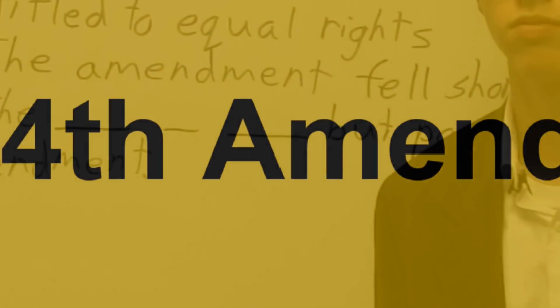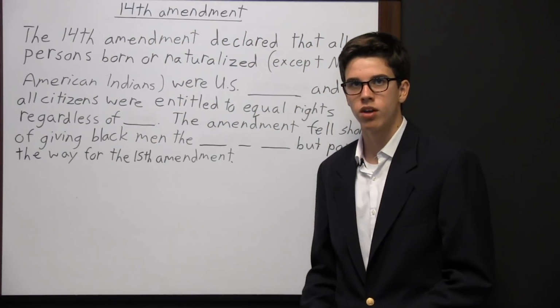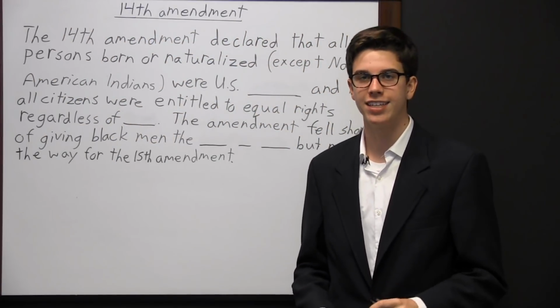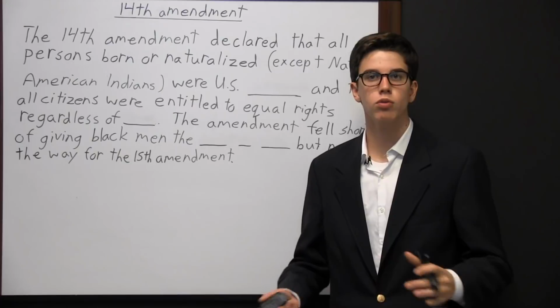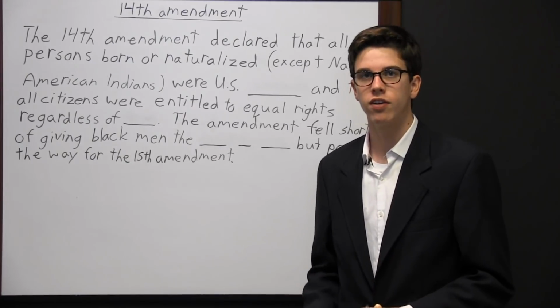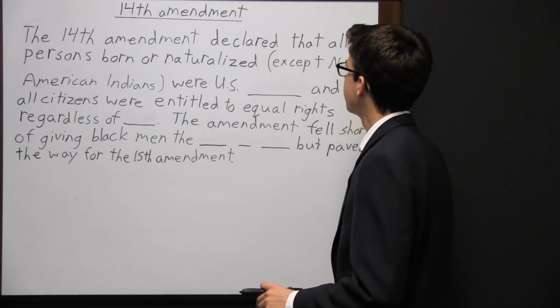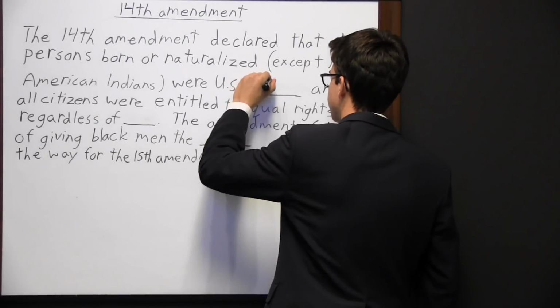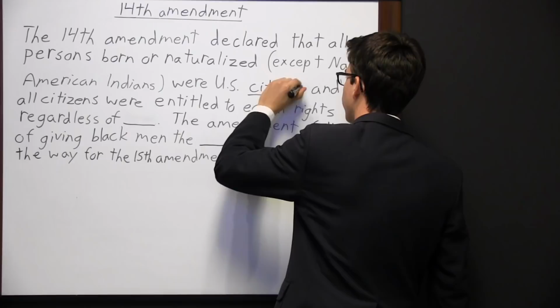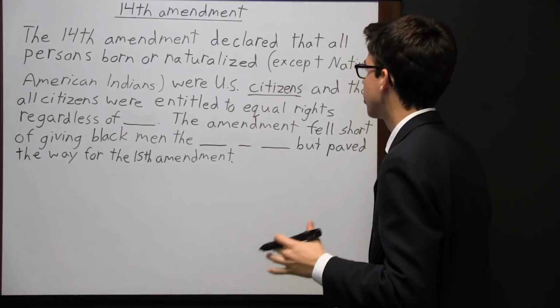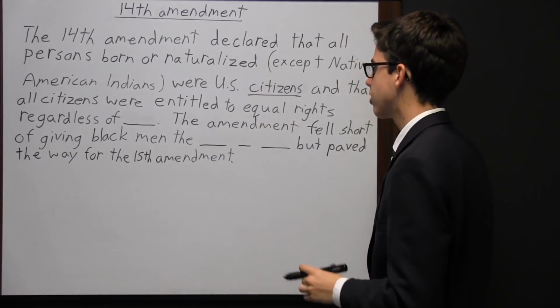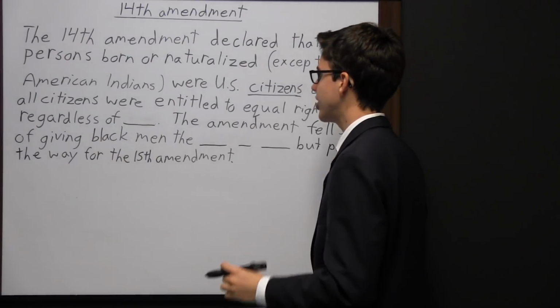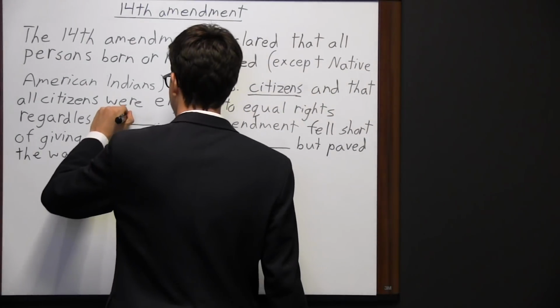The 14th Amendment was ratified on July 9th, 1868, during the Reconstruction era of the United States. The 14th Amendment declared that all persons born or naturalized were U.S. citizens. So basically, if someone was born in the U.S. or naturalized, they were considered a U.S. citizen. And then it also declared that all citizens were entitled to equal rights regardless of race.